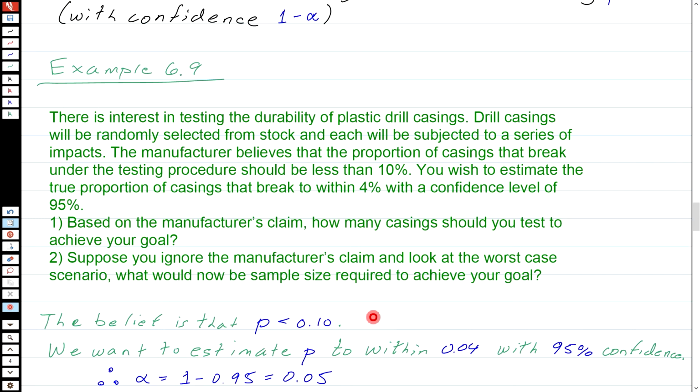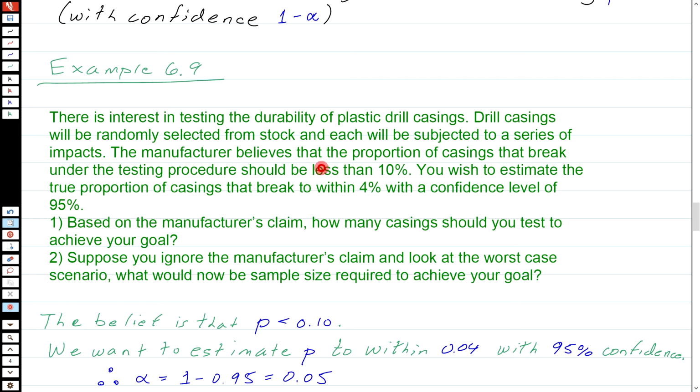Let's illustrate this with an example. Suppose there's interest in testing the durability of plastic drill casings. I'm not even sure what a drill casing is, but there must be plastic ones somewhere. Drill casings will be randomly selected from stock, and each will be subject to a series of impacts. The manufacturer believes that the proportion of casings that break under the testing procedure should be less than 10%.